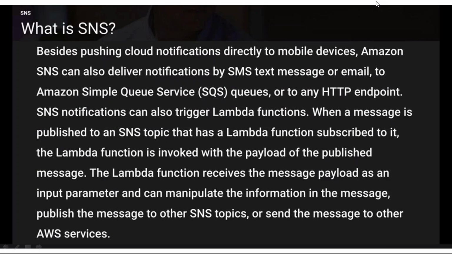Besides pushing the cloud notifications directly to the mobile devices, Amazon SNS can also deliver SMS text messages or email as well, right? So it's not just the notifications onto the mobile devices, but you can also send across SMS, you can send across email, or you can also have any HTTP endpoint or something as such.